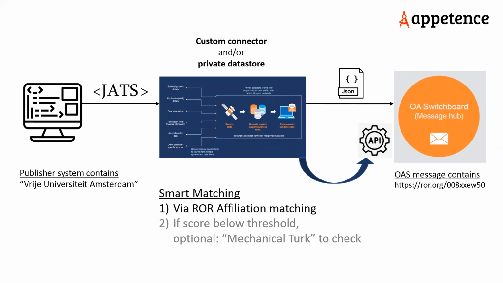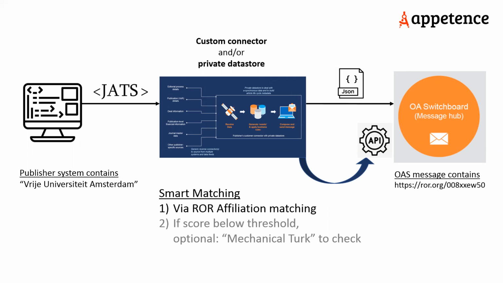So that JATS XML comes into the custom connector, and at that point, the smart matching comes in. So what we actually do, we take the text field, we request the ROR API on the affiliation matching endpoint, which you will see examples in the next slides. And then it returns to us a ROR ID. So we enrich the data with that ROR ID, and then ultimately when the JSON message is sent to the Switchboard API, it contains the ROR ID for the VU Amsterdam.